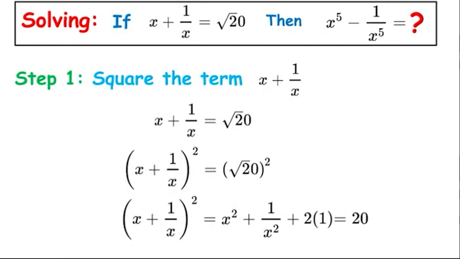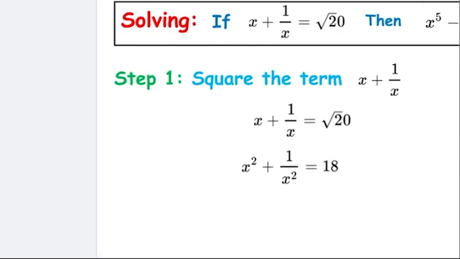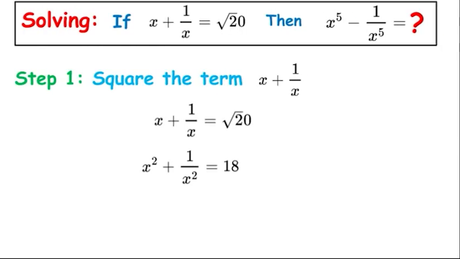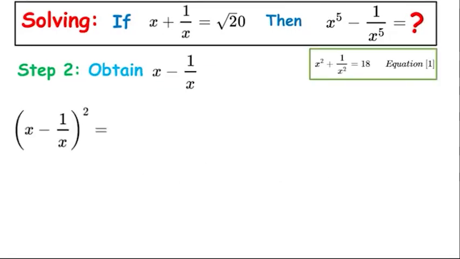Alright, so it's working out now. So all we need to do now is to bring across our 2. And we will get a result of 18. And we're going to call this equation 1. Let's move on to step 2.